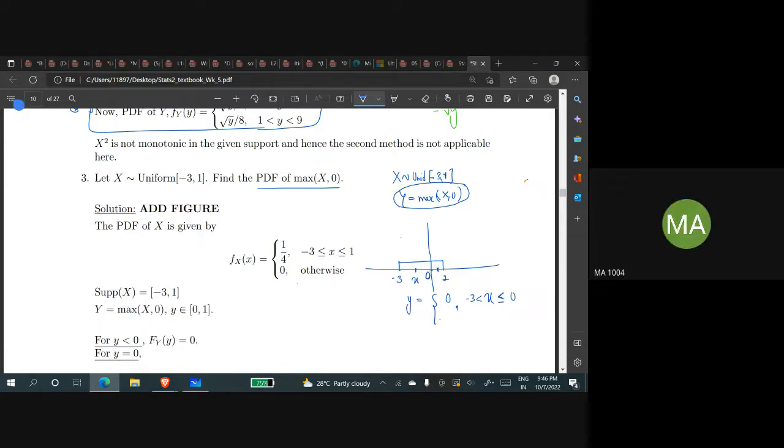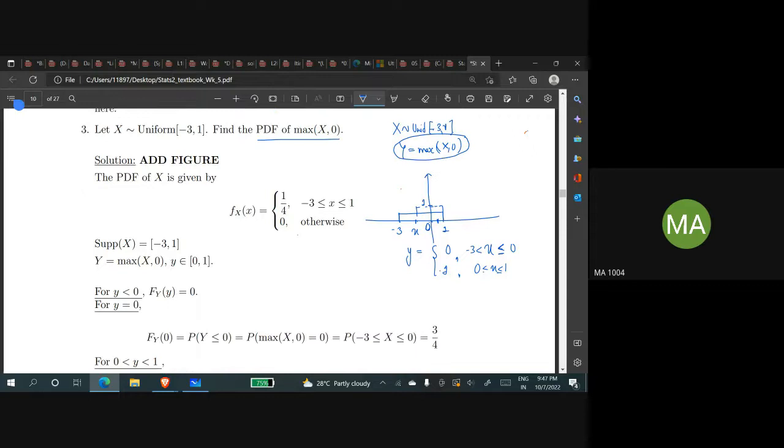Now when x is lying between 0 to 1, what happens? The maximum is x, so y varies between 0 to 1. Basically your y is varying from 0 to 1. Now again for y less than 0, this Fy of y is going to be 0. Now what happens when y is lying between 0 to 1?